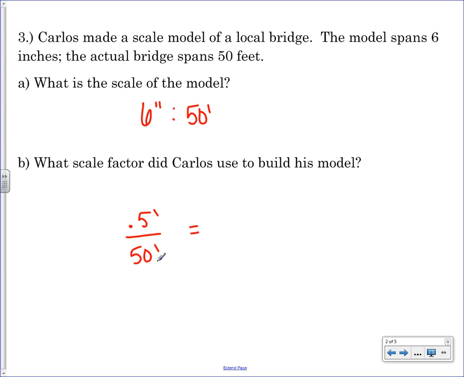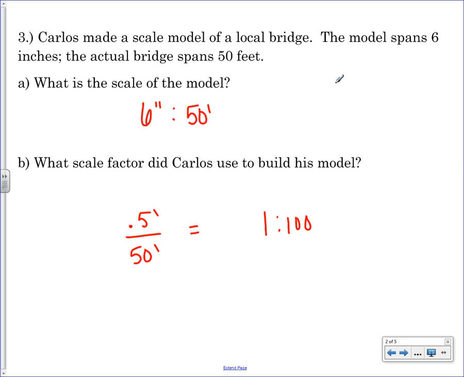Say it again. The scale factor is the one that we simplified. You see up there, it says scale factor in simplest form. The scale model is just 6 inches is the model, and then 50 feet is the actual bridge. What's 0.5 over 50? Change it to a fraction. Yeah, it's going to be 1 to 100.